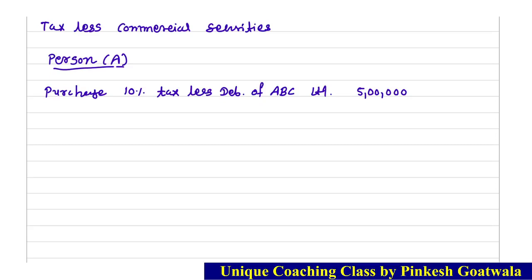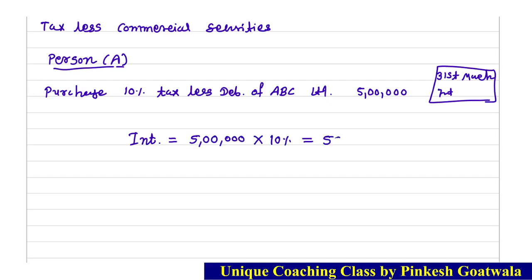Okay, so the company here declared and paid interest on 31st March, means only one time in a year, and he is holding that debenture on that date, so he will get the interest. How much interest will he get? The amount of investment, that is debenture, is 5 lakh, and the rate of interest is 10%, so he will get interest 50,000.